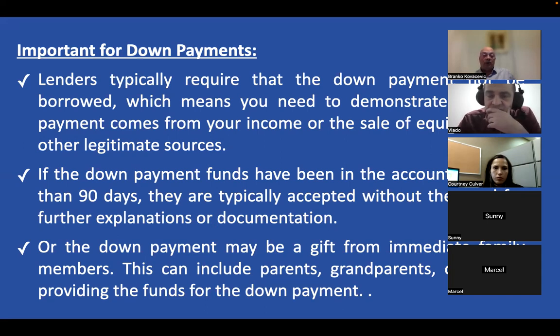If the money has not been in the account for 90 days, it's still not a problem, but we have to provide additional documentation, like a bill of sale of a house, or personal items, or a car, or something that shows that money is actually the client's. And a third way, the down payment can be gifted from immediate family as well, and most lenders will accept that as well.